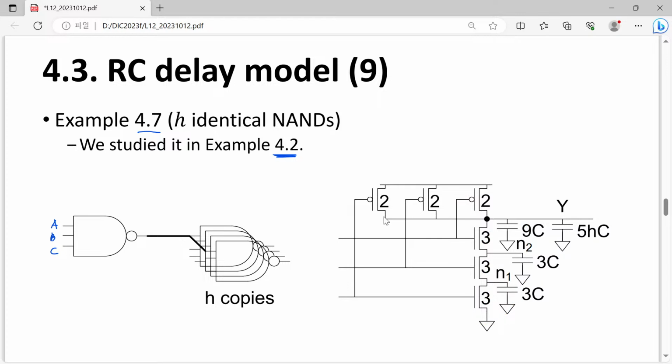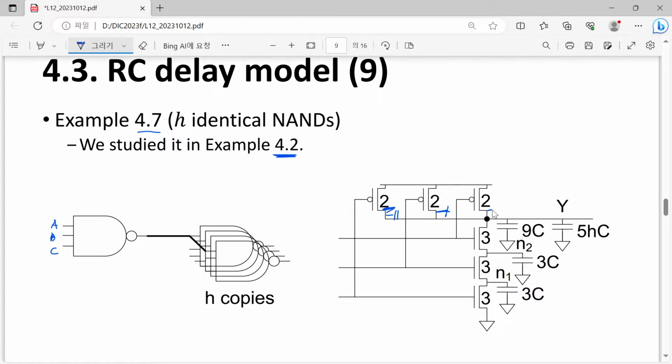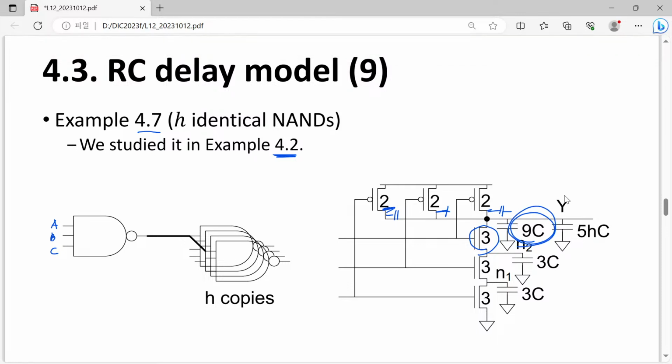After that, here we have 3 PMOSFETs. The 3 PMOSFETs contribute 2C, 2C, 2C from their diffusion capacitances, and this MOSFET also contributes 3C for its drain diffusion capacitance. Summing them all, we have 9C. So that was the situation we have considered.